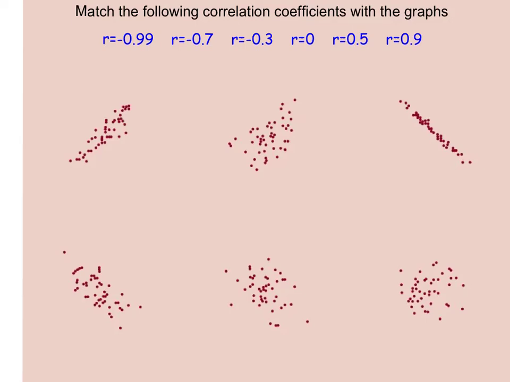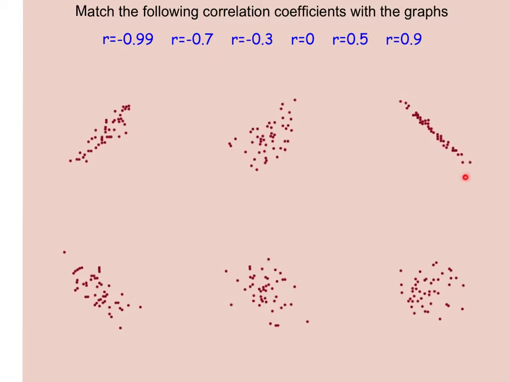Hello there, we're back. We've been looking at correlation coefficients and measuring the strength of a relationship between two sets of data. So I have a bunch of clouds here, and these are my possible correlation coefficients, and I just want to match them up. So I always start with the most extreme cases.